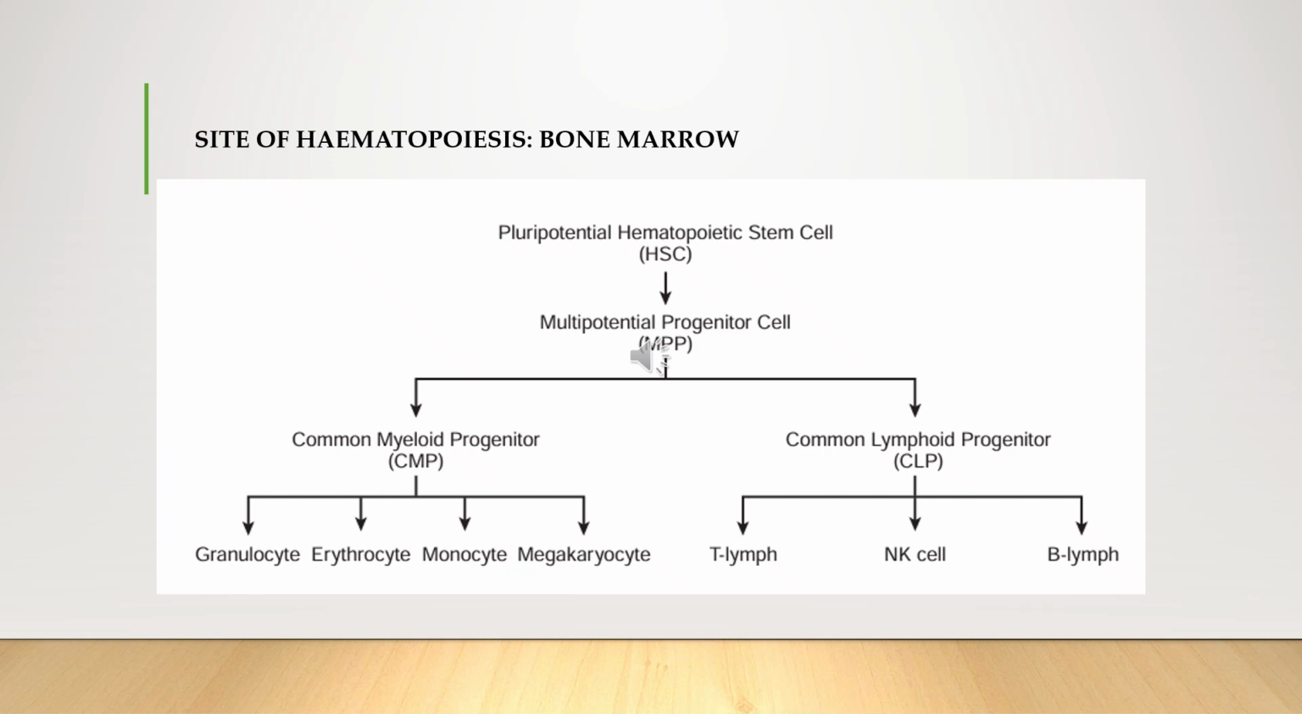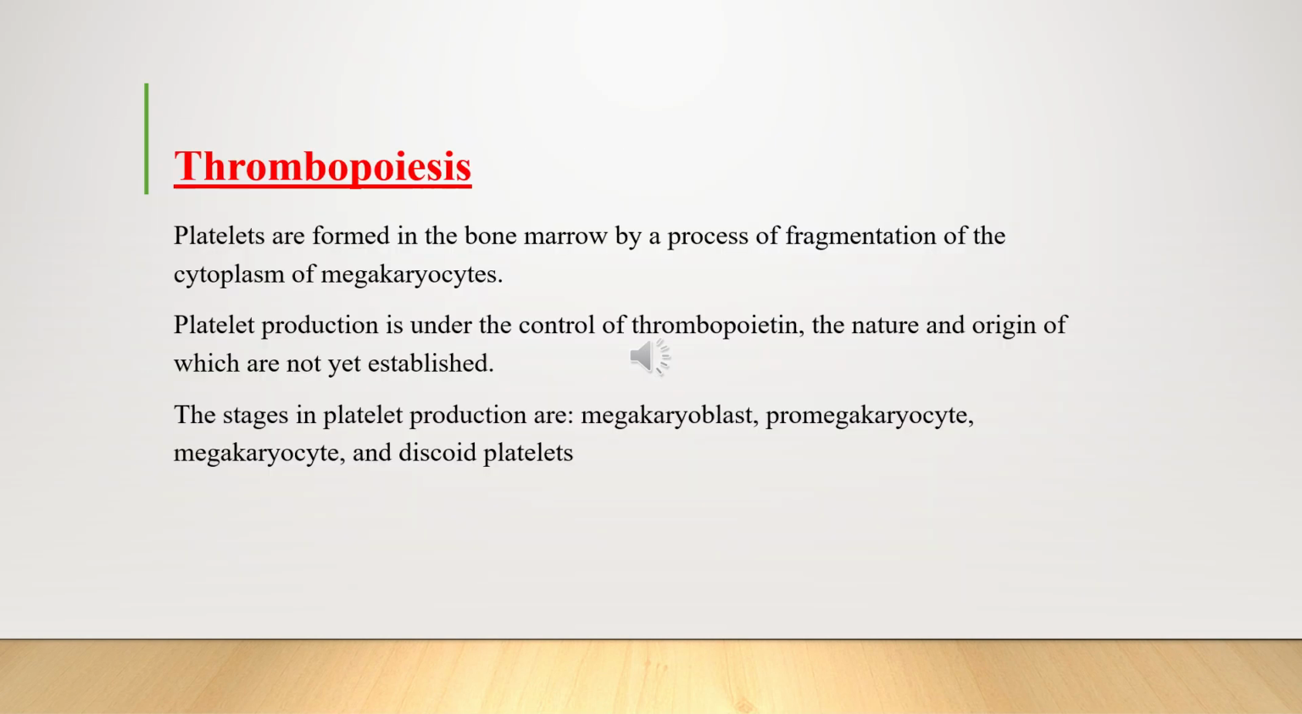However, the common lymphoid progenitor cell, or the lymphoid lineage cell, will give rise to T and B lymphocytes along with natural killer cells. Now let's talk about thrombopoiesis, that means the production of platelet. Platelets are formed by the fragmentation of cytoplasm of megakaryocyte. This happens inside the bone marrow sinusoids. The whole process is controlled by a hormone called thrombopoietin or TPO. TPO is mainly made by the liver and it will increase when the platelet count in blood falls.